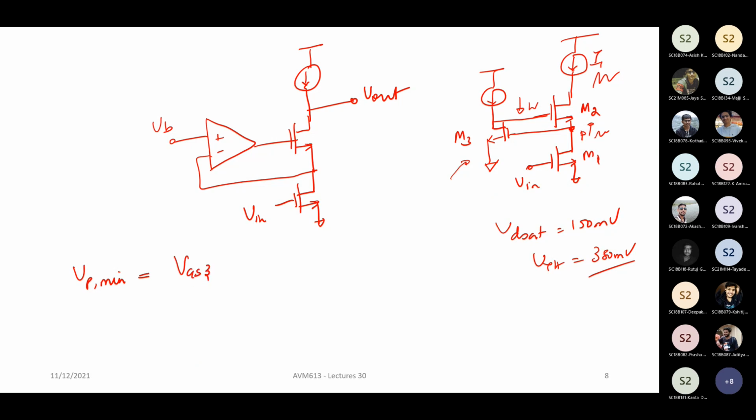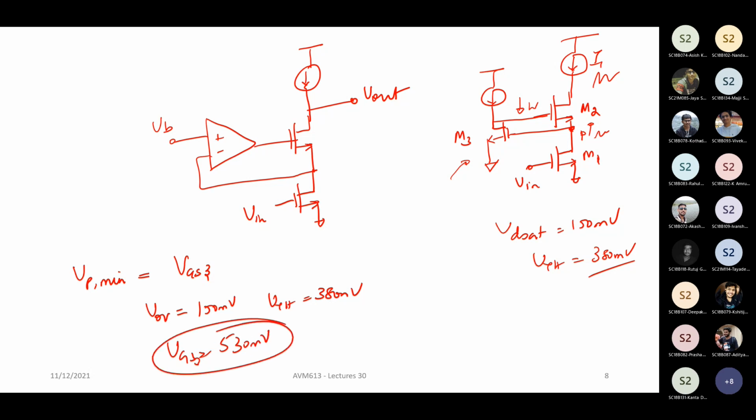Okay. So which is a much higher thing. So let us say if you have an overdrive voltage of 150 millivolt, and a VTH of 380 millivolt, you will basically have 530, VGS3 is equal to 530 millivolt, right? So this is much higher than your previous minimum voltage, which is 150 millivolt, right? So basically your swing gets limited if you use an NMOS input transistor for your auxiliary op amp or auxiliary amplifier, right?